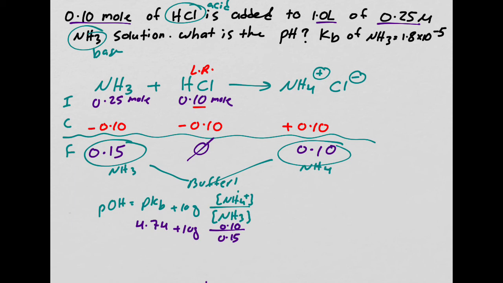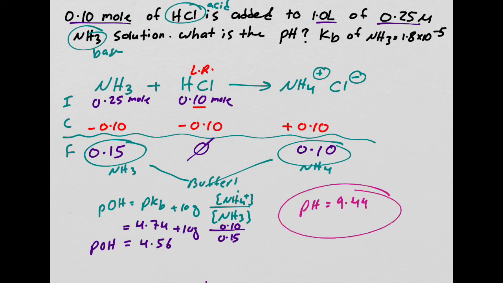Again, because I'm dealing with a base, I'm going to use the pOH. And if I do this, what I get for pOH is 4.56. I subtracted from 14 to get the pH. If I do that, I get 9.44. That is my pH.